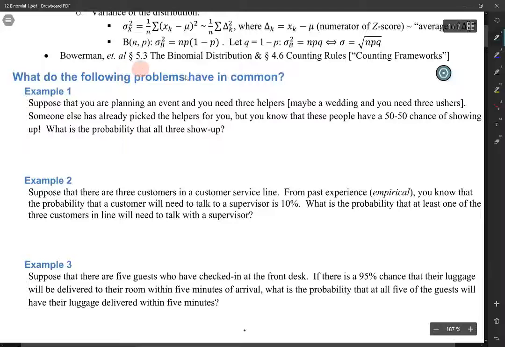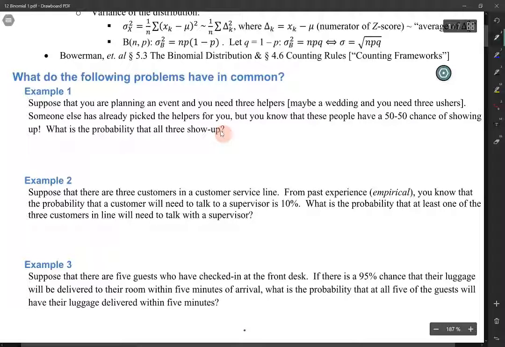What do the following problems have in common? We sort of looked at this last time. Suppose you're planning an event and you need 3 helpers. Maybe there's a wedding and you need 3 ushers. Someone else has already selected the helpers for you, but you know these people have a 50-50 chance of showing up. What's the probability that all 3 show up?